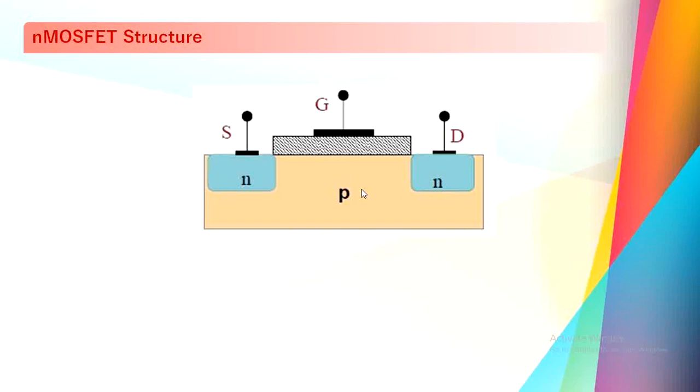P substrate is actually the fourth terminal, but that fourth terminal will not be considered for giving any voltage. It will always be tied with the source, and whatever source voltage we give, the same voltage will be provided to the substrate also. So source and substrate are tied together.